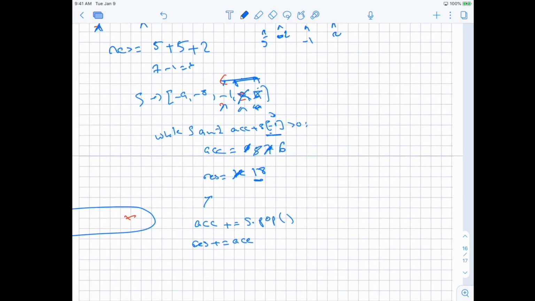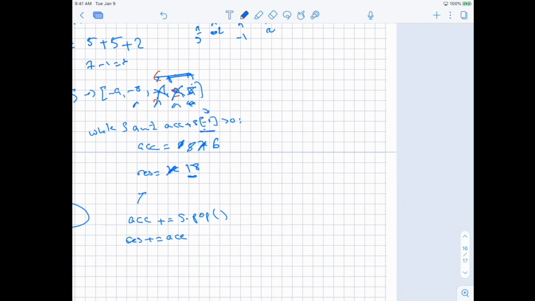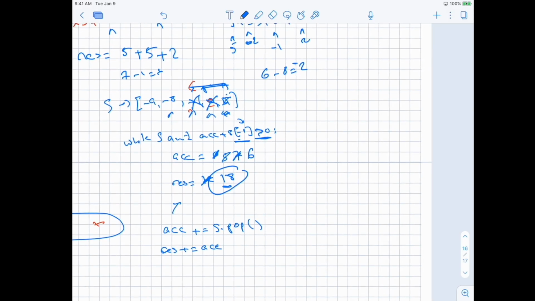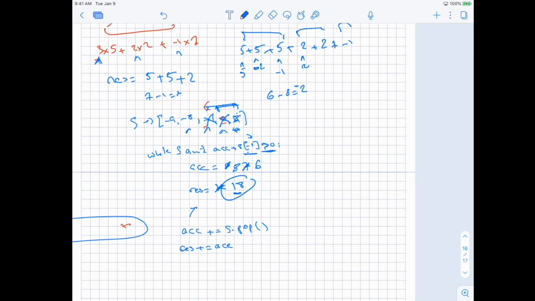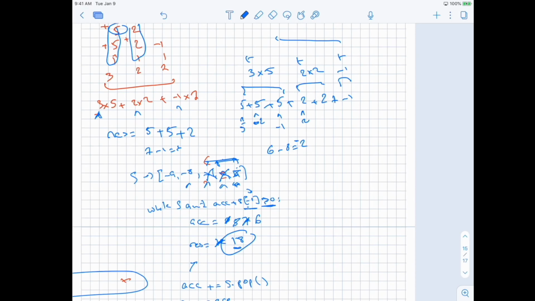And now, if we go, now this is removed, so we go to -8. The accumulative value is 6 minus 8, that's going to be -2, right? So -2 is negative, so it's not bigger than 0, so we stop, and this is our result, 18, right? And so this is the idea of this solution. It's pretty clever. Instead of doing the multiplication, we just go backwards, and each time we add it until we get the multiplicative that we need to add here.